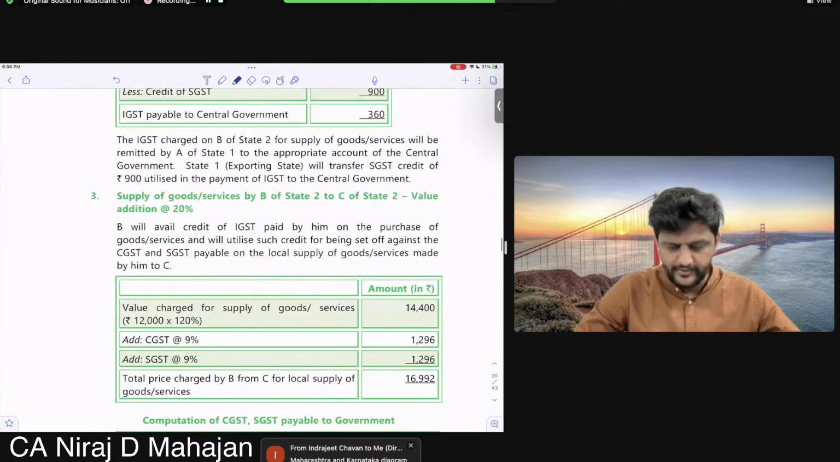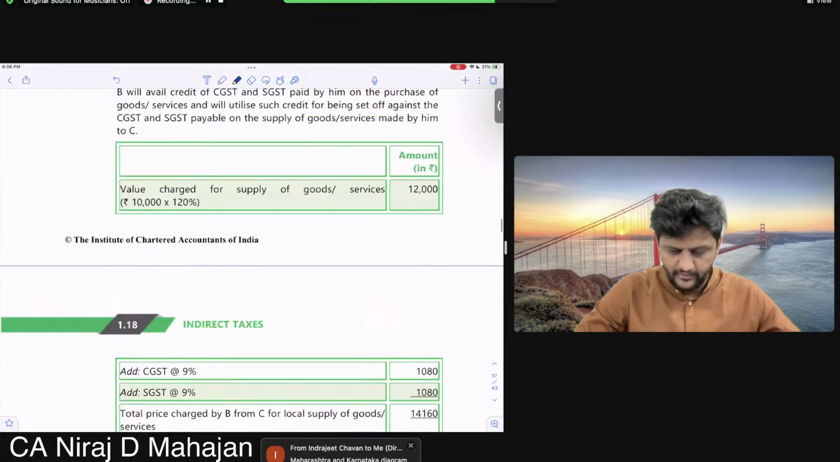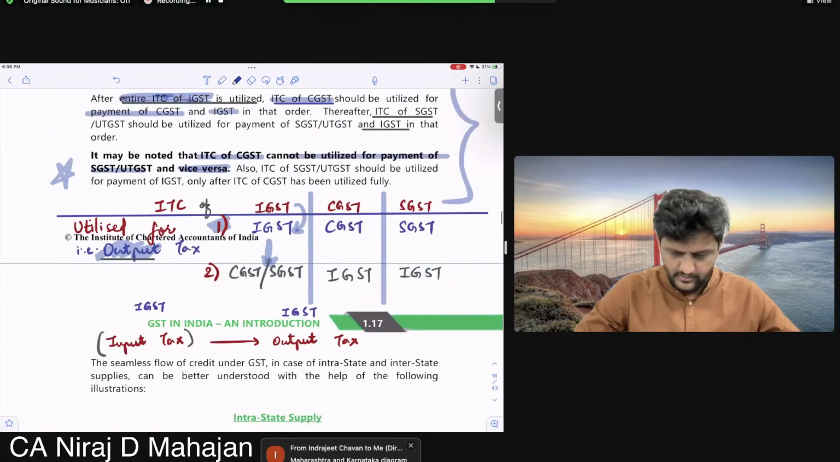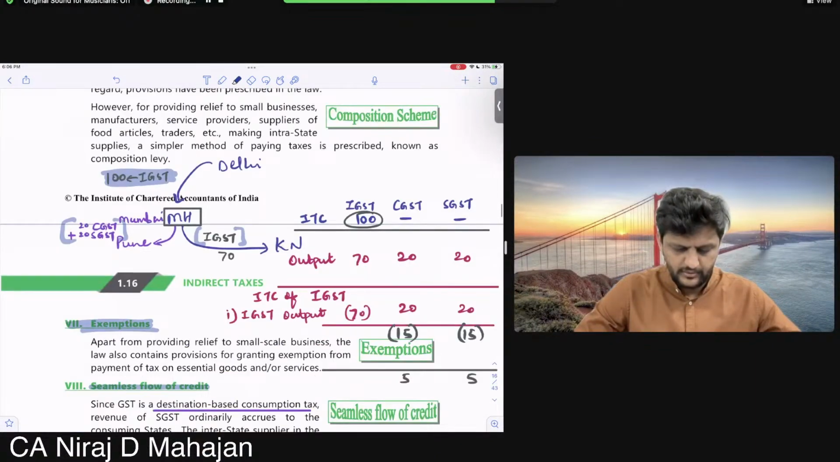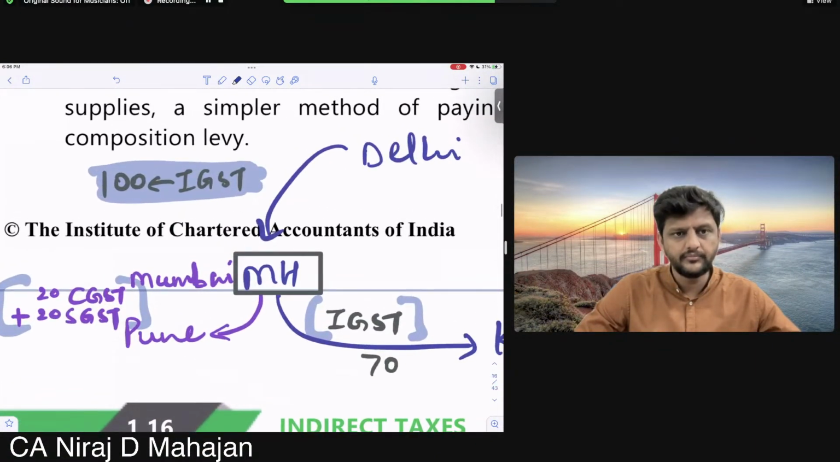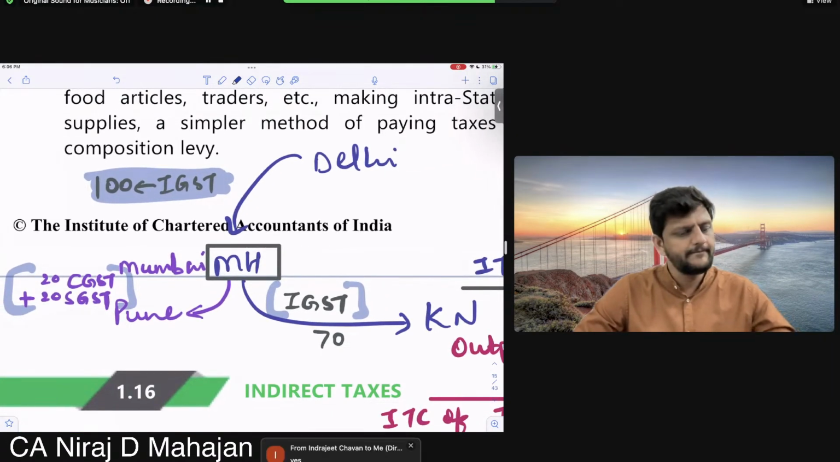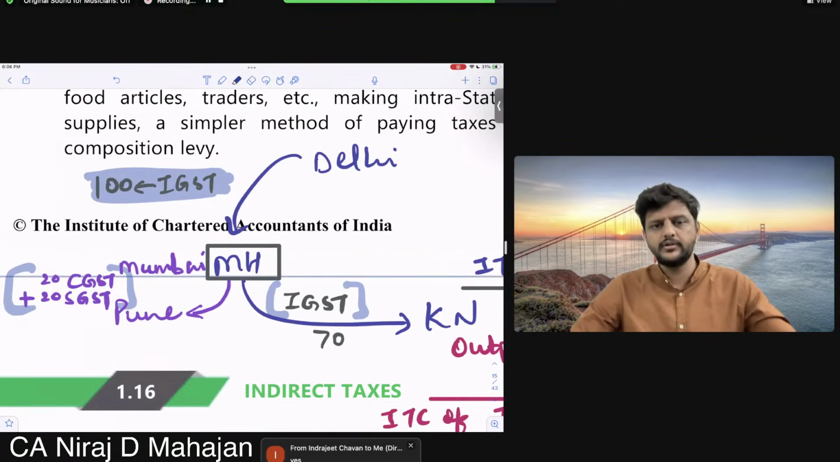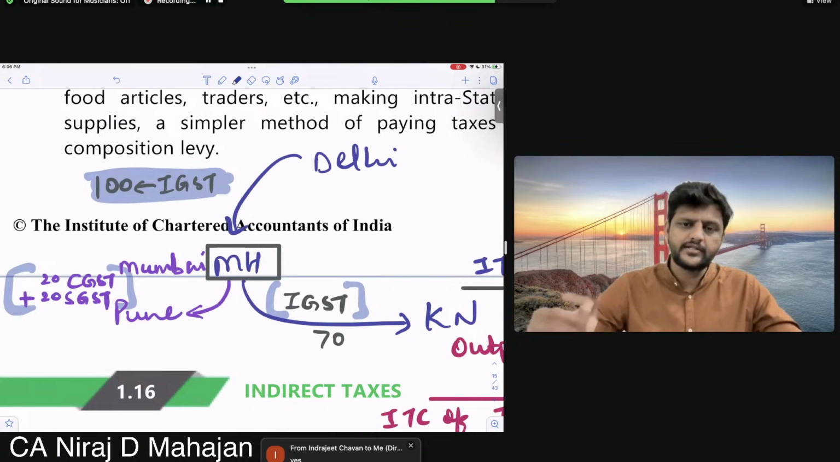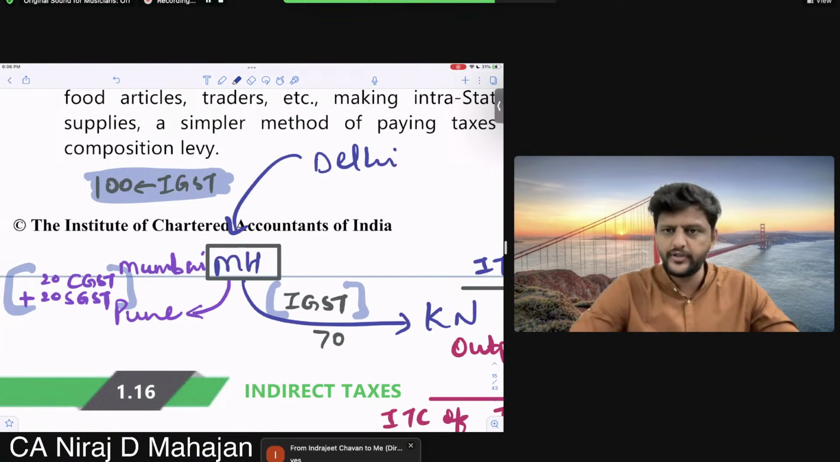Maharashtra Karnataka diagram? What Maharashtra Karnataka diagram? This only you're talking about? Okay, that is it for this session. We'll take some questions and we'll start with the next chapter also. But read that use of credit or utilization of credit rules. Alright? I'll go. So that's it for today.